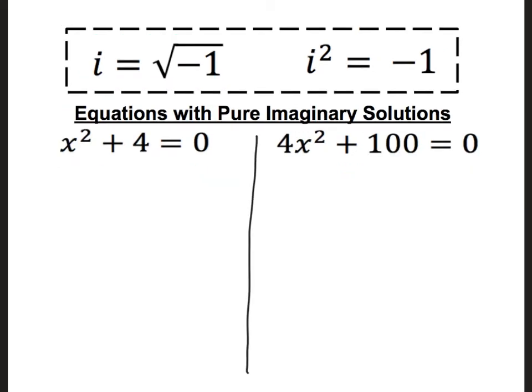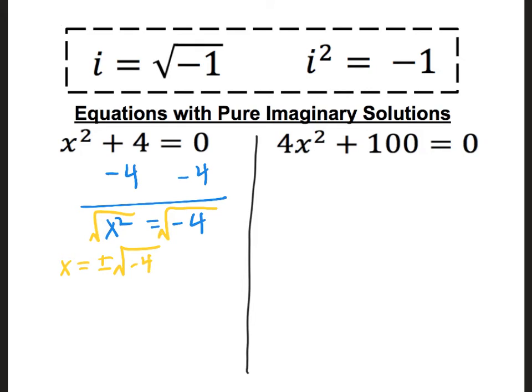All right, our next problem is x squared plus 4 equals 0. Again, we want to get x squared by itself, so we're going to start by subtracting 4 from both sides. When we do that, we get x squared equals negative 4. We have to take the square root of both sides to get rid of our squared. That gives us x equals plus or minus the square root of negative 4.